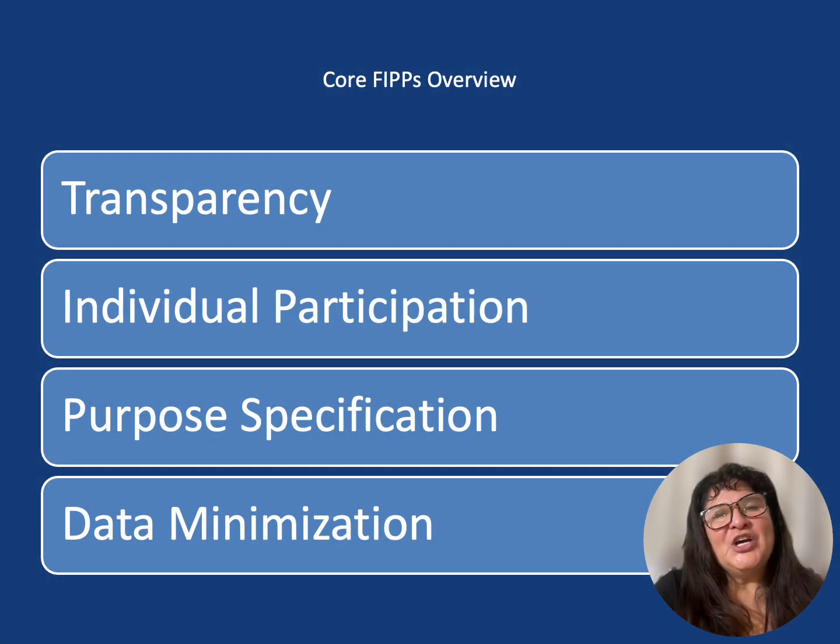So let's take a look at the core items. First is transparency. This principle requires organizations to be open about what data they collect, how it's used, and who it may be shared with. In cybersecurity, transparency builds trust and supports informed consent through clear privacy notices and documentation.